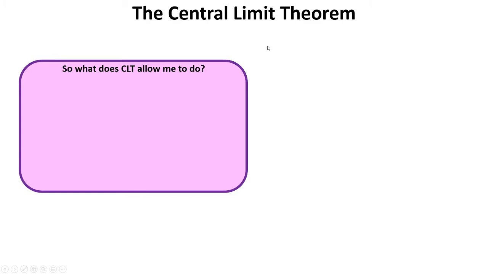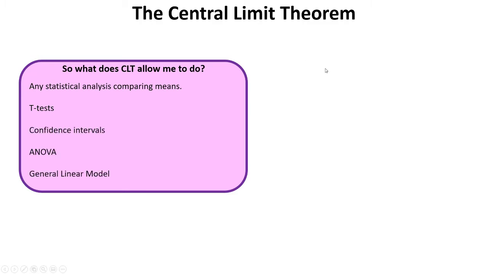Okay, so this is really powerful. The central limit theorem is essentially saying, as long as your n is high, your sampling distribution is going to end up being normal. So even if you don't have normal data to begin with, you can use any statistical analysis that involves comparing means. That involves t-tests, confidence intervals, ANOVAs, general linear models. Pretty much everything we see in this course, if your n is above 50, you're going to be okay using it.